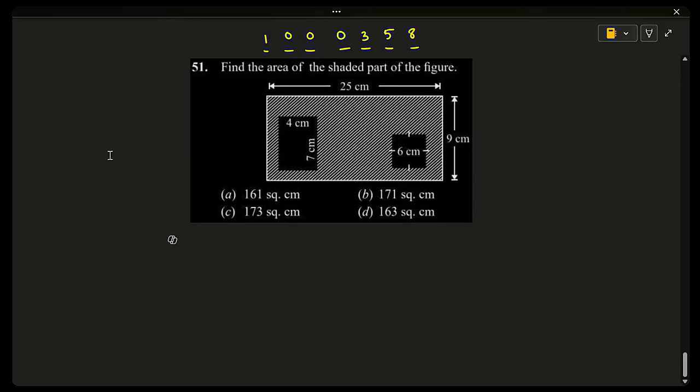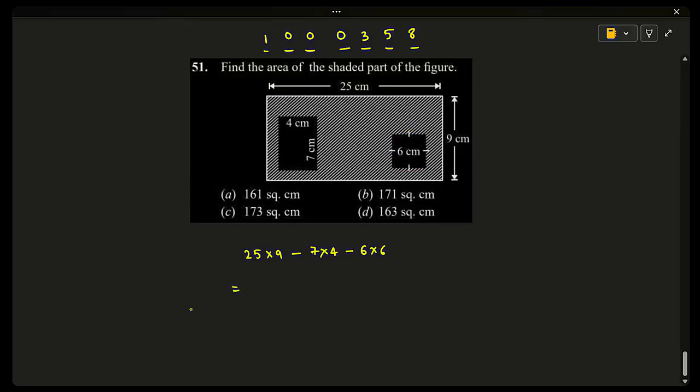Find the area of the shaded part of the figure. So shaded part we have to find. So total area of the rectangle minus 2 smaller rectangles inside it. Actually this is a square. So first let us find the area of the outer rectangle. From this we have to subtract the area of this one and this one, which is not shaded. So first the area of the outer rectangle, length into breadth. From this we have to subtract the area of this rectangle, 7 into 4, length into breadth. Again the area of this square, side into side, that is 6 into 6.